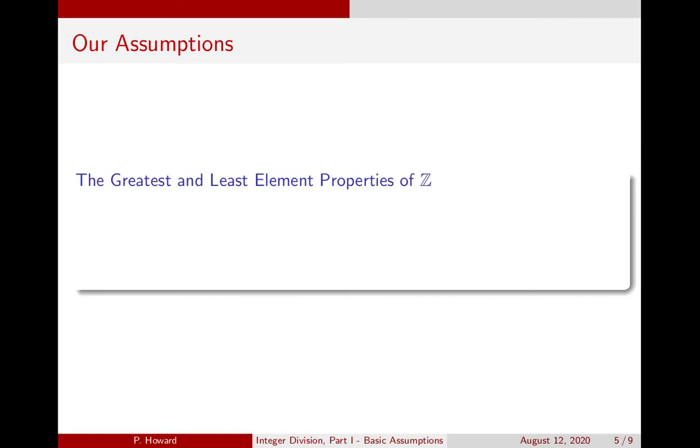And now the final things that we'll assume are the greatest and least element properties of the integers. So these two properties are really equivalent to the technique of mathematical induction. So in your proofs course, for example, you may have learned how to prove statements by mathematical induction. Well, it turns out that in Math 411 it's more convenient to use the greatest and least element properties. And here they are.